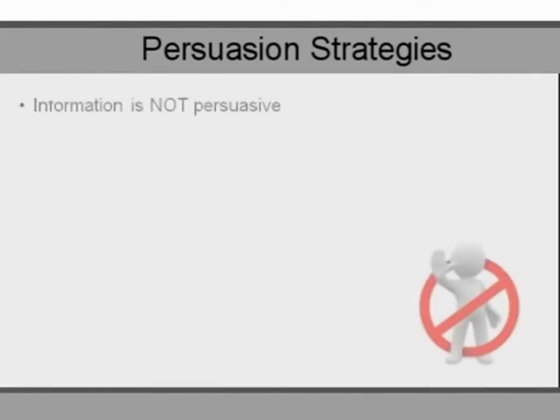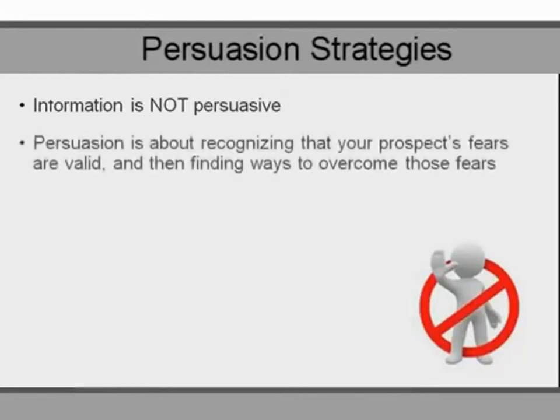And by the way, information is not persuasive. Persuasion isn't about obtaining information or getting all the facts. Frequently, we already know the facts. Persuasion is about recognizing that your prospect's fears are valid and then finding ways to overcome those fears. It's like saying, listen, I know you're in trouble and so scared you don't know what to do. But if you listen to me, I can help. So persuasion is all about getting rid of the fear.